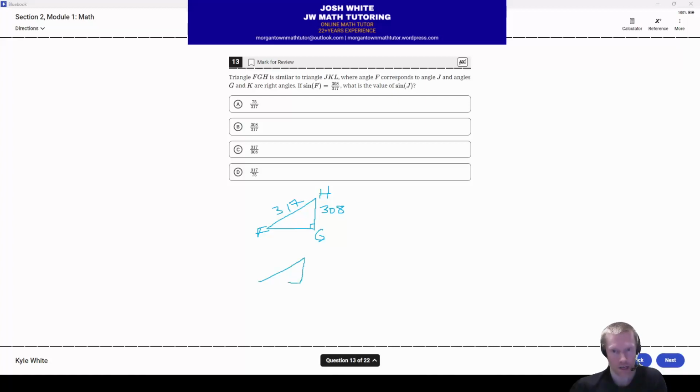So we don't know any of the sides in the other triangle, but we do know, since they're similar, which angles correspond to each other. So J corresponds to F. We know that K is a right angle, and therefore L also corresponds to H. Because F and J are the same angle measure, the sine of them will be identical as well. In other words, the sine of F, which is 308 over 317, is going to equal the sine of angle J. Because they're similar triangles, the corresponding angles are congruent. Therefore, the sine for each of them will be congruent. So the correct answer is just letter B, 308 over 317.